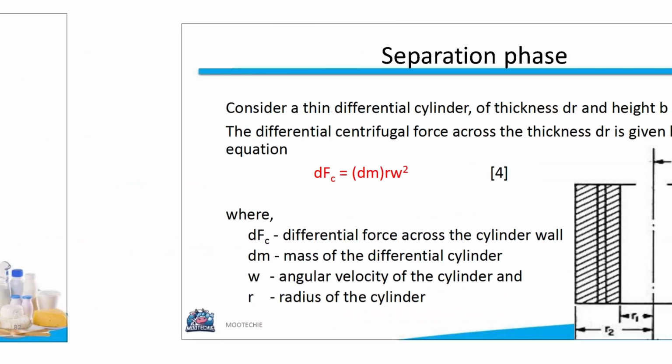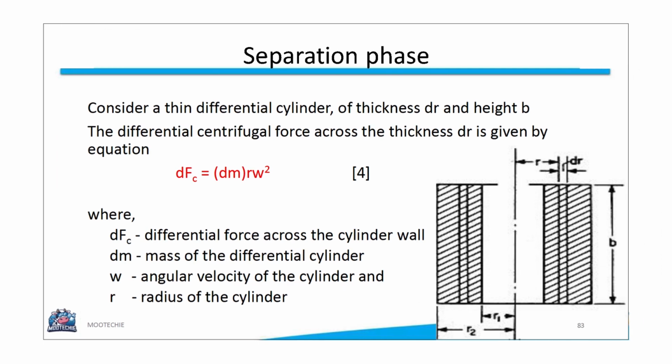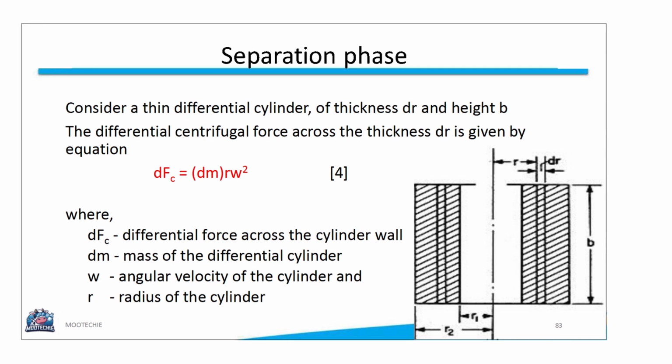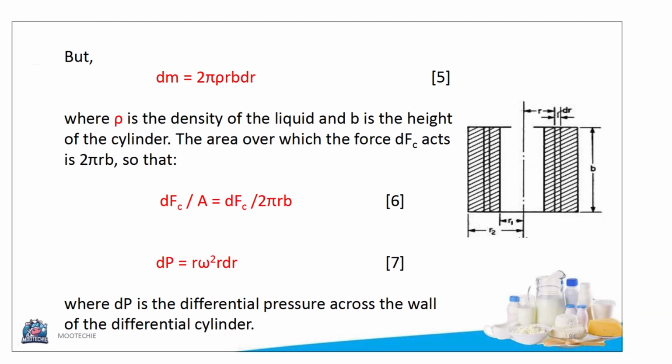To understand the separation in a centrifuge, consider a thin differential cylinder of thickness dr and height b. The differential centrifugal force across thickness dr is df_c equals dm times r times omega squared, where dm is the mass of the differential cylinder. The mass dm is equal to 2 pi times ρ times r times b times dr, where ρ is the liquid density. The area over which this force acts is 2 pi r b. Therefore, the differential pressure dP equals df_c divided by A, which simplifies to ρ times omega squared times r times dr.